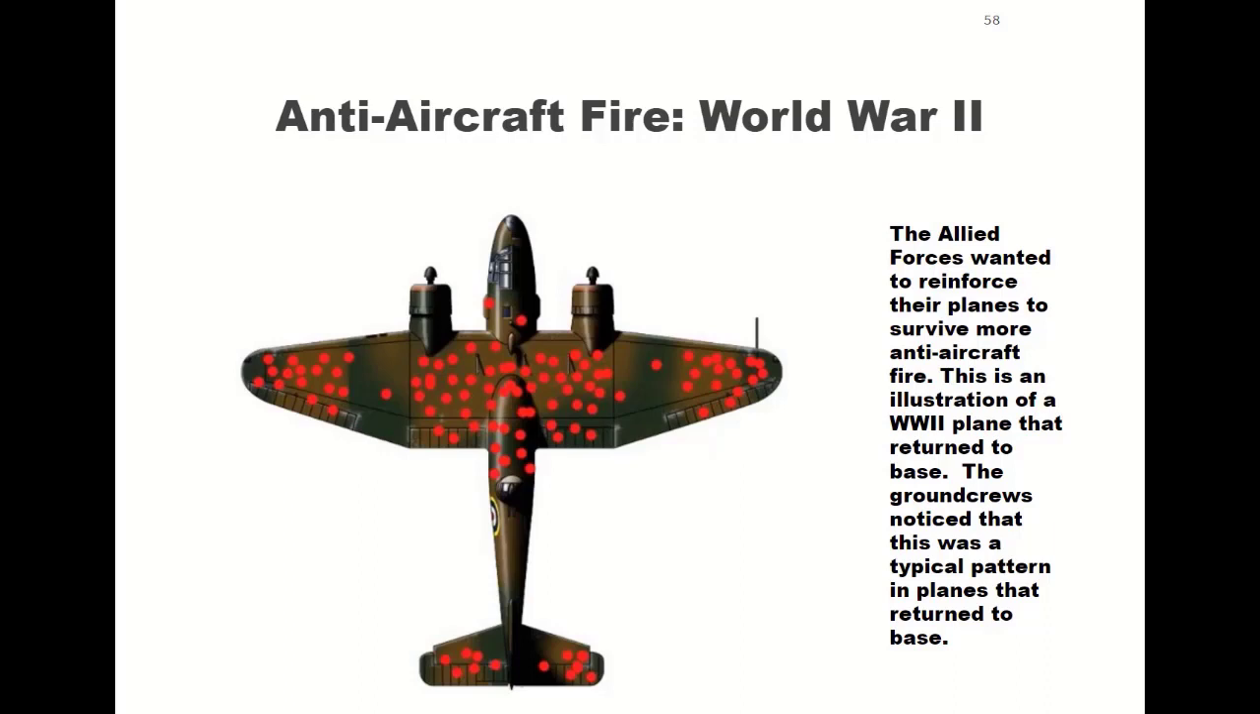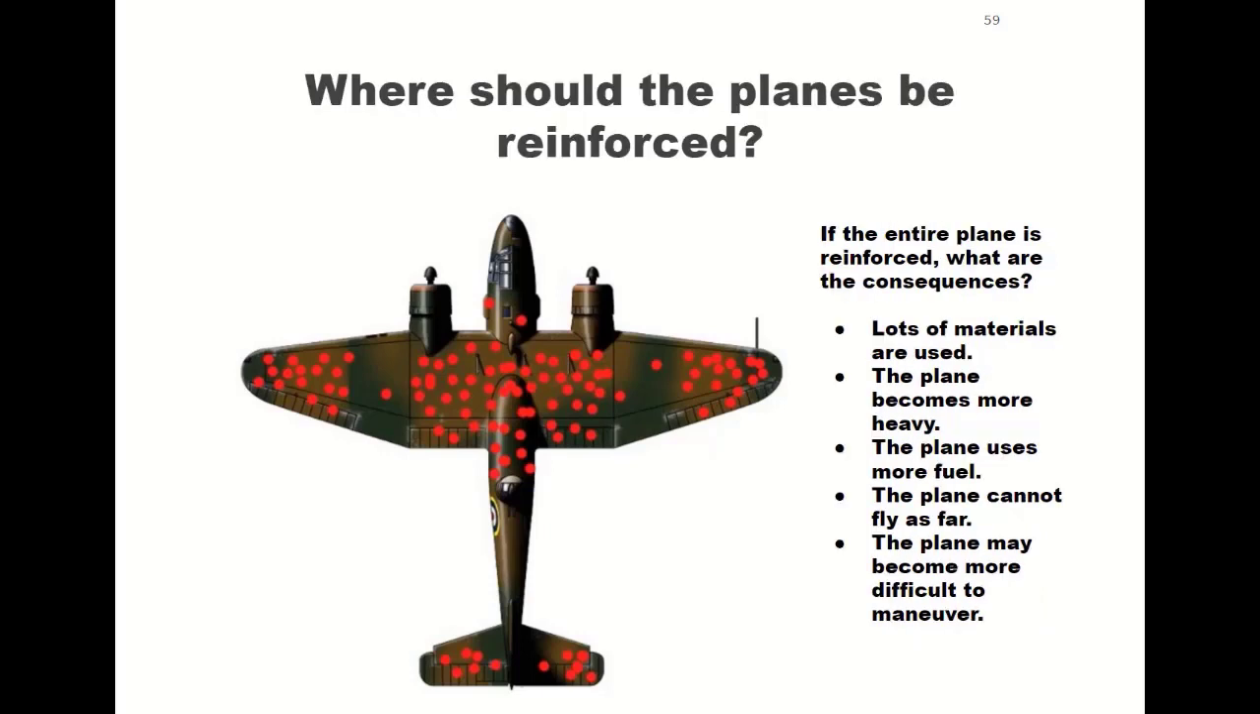And the ground crews started to notice that this was a typical pattern in the planes that returned to base. The Allied forces were looking at reinforcing their planes and deciding, if we are going to reinforce our planes, where should we put additional armor or some sort of barrier to help the planes last longer during their missions. This was the question: where should the planes be reinforced?